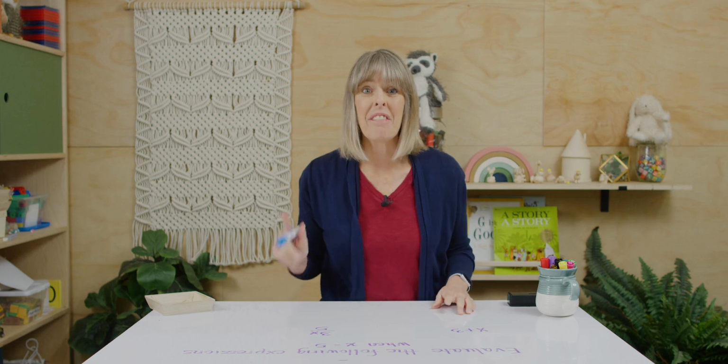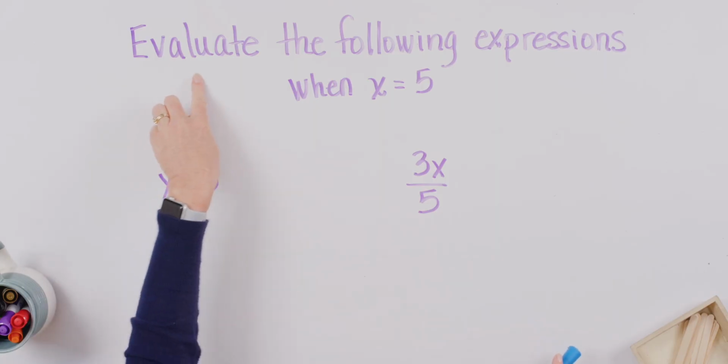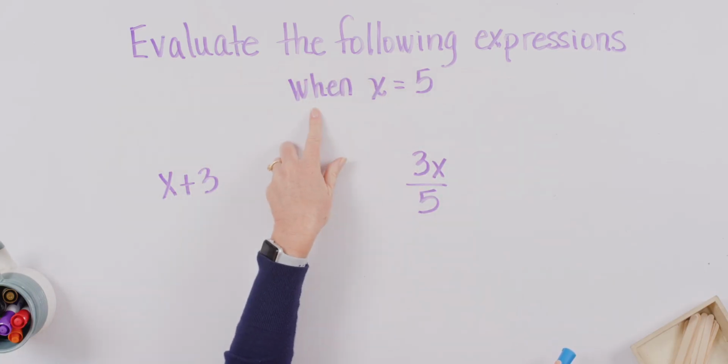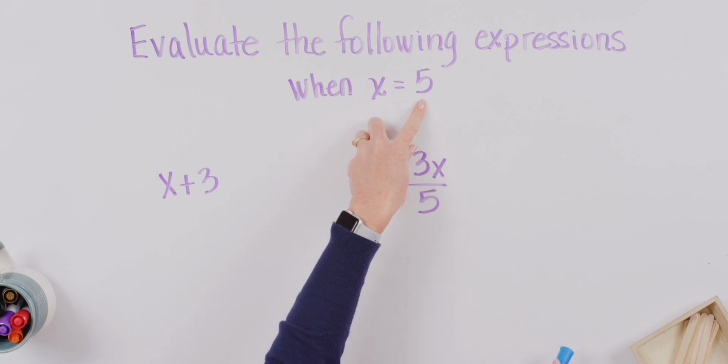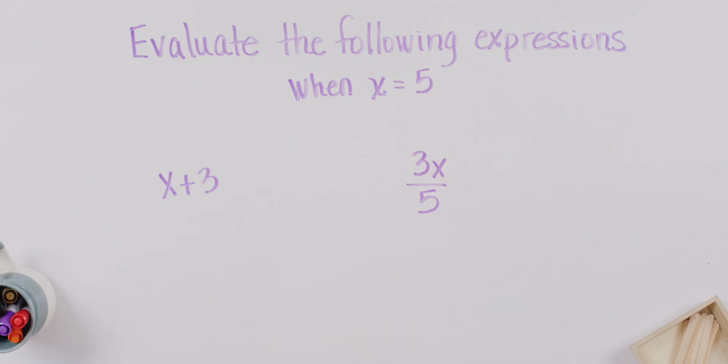All right, let's do some evaluating now. So we're going to evaluate the following expressions when x equals 5. Okay, so when it says x equals 5, we're going to literally plug in 5 where we see x. So in this expression, our x is going to become our 5. We're going to add 3. What would our sum be? Great. 8.